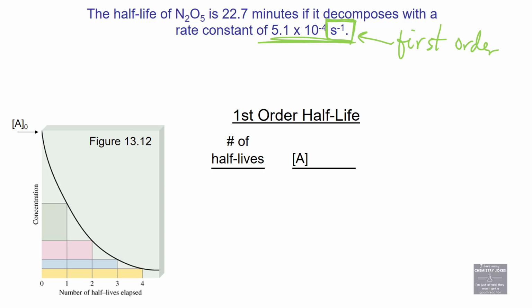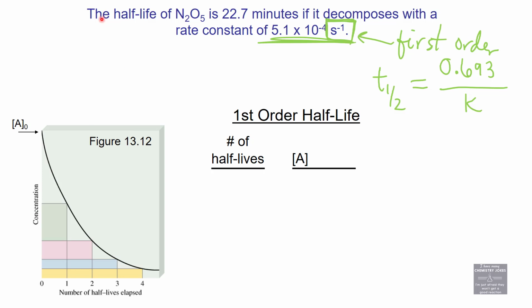So the half-life of this thing is 22.7 minutes with this rate constant. What do we do with this? For a first order reaction, the half-life can be calculated by 0.693 divided by k. That will tell you how long the half-life is. But if you put 5.1 times 10 to the -4 into this equation, you're going to get 22.7 minutes. You'll have the unit conversion to get you from seconds to minutes, though.